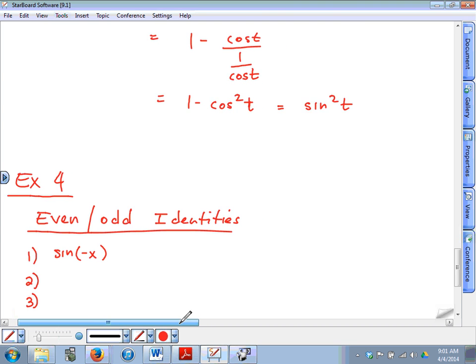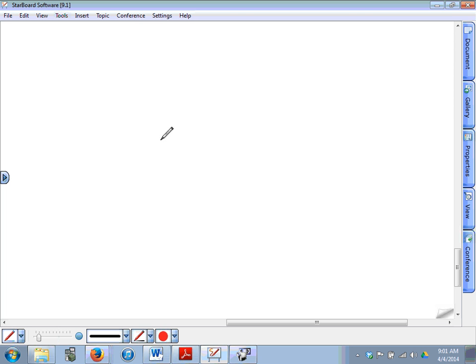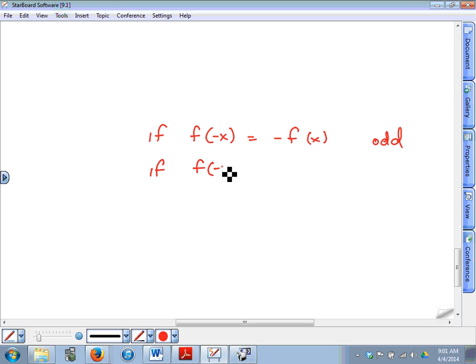Got it. So just to go back to this even-odd thing, if f of negative x is equal to negative f of x, that was an odd function. This is what you have in your notes somewhere back in chapter 2. Okay? If f of negative x equals f of x, that's an even function. So those are definitions that you at one point did learn this year.